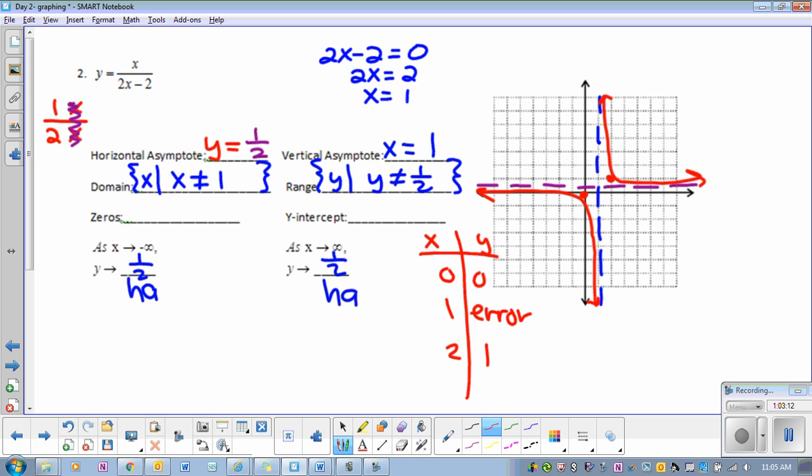Isn't the whole point of rational functions so that it doesn't cross through the asymptote? Yeah.